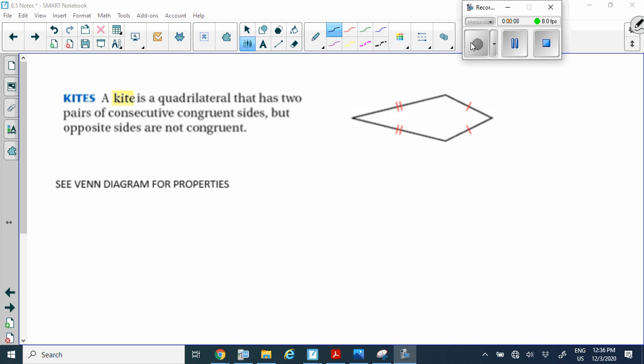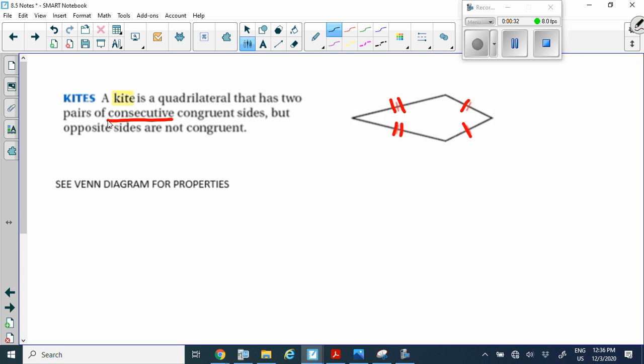So a kite is a quadrilateral that has two pairs of consecutive, and remember, consecutive means right next to each other, congruent sides. But opposite sides are not congruent, so don't get this confused with parallelograms. Notice here that they did make tick marks, so the consecutive sides, meaning right next to each other, are congruent, while the other consecutive sides are congruent as well.